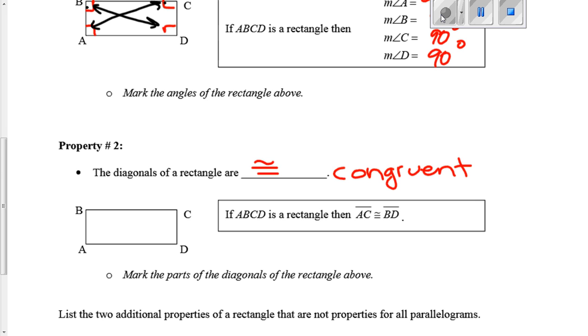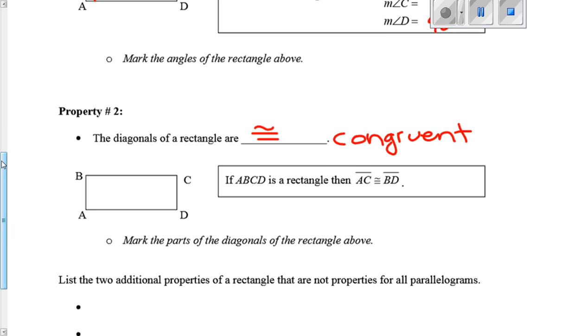So looking at this example, it tells me that if I have A, B, C, D, and it's a rectangle, that AC, which I can draw here, is congruent to, sorry, it's not perfect, BD. So those big diagonals are congruent. Now let's think even further.